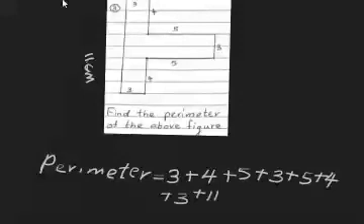Right? So when you add all these things, 3 plus 4, 7. 7 plus 5, 12. 12 plus 3, 15. 15 plus 5, 20. 20 plus 4, 24. 24 plus 3, 27. 27 plus 11, 38 centimeters. 38 centimeters.